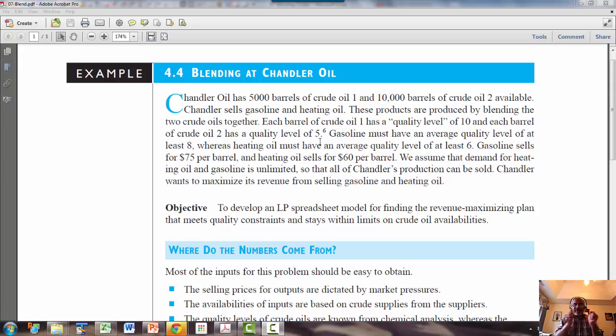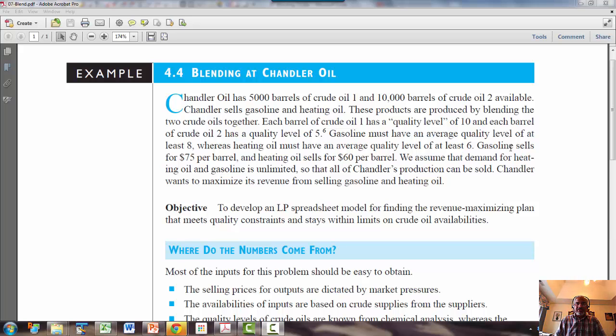Now when we mix the two crude oils to produce products, in this problem we're going to make an assumption that there will not be any blending loss. In other words, if you mix one barrel of crude oil 1 and one barrel of crude oil 2 to produce gasoline, then you get 2 barrels of gasoline. But in practical terms, when we mix, there may be production losses, and we won't consider those production losses in this example. And we are producing gasoline and heating oil.